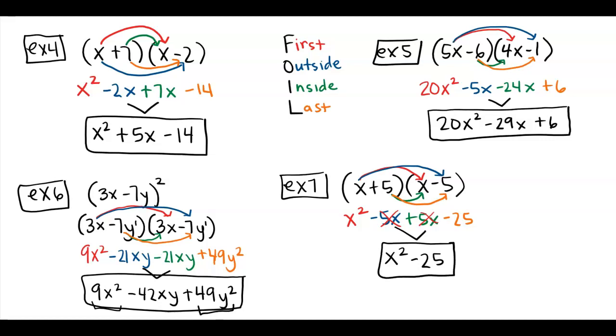And that always happens when we have a binomial that's almost exactly the same as the other one, just one is connected by add and the other is connected by subtract. Those middle terms just cancel each other out. So that's why we end up with a binomial there instead of a trinomial. Any questions on that one?